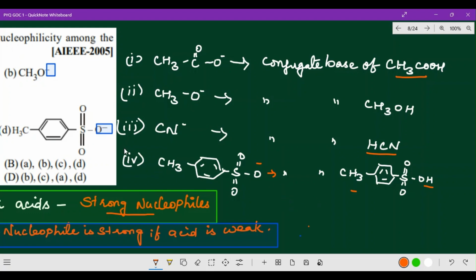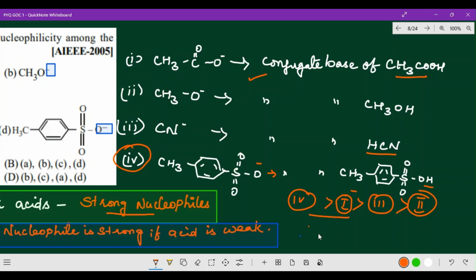The fourth one will have the highest acidic nature, because of the more electron-withdrawing group, that is electronegativity. Then the next one is the acetate ion, then the cyanide ion, and the last one is the methoxy ion. I have given this in acidic order.